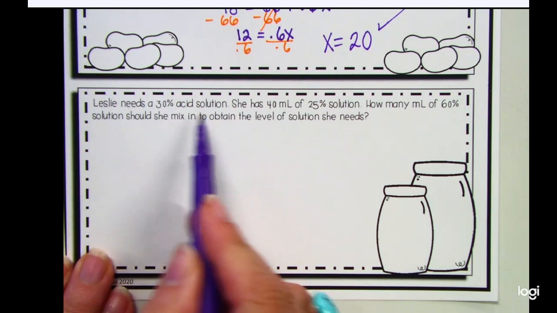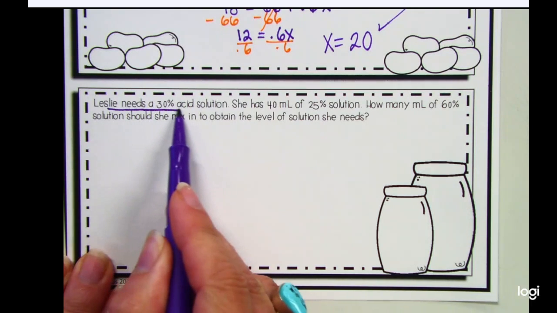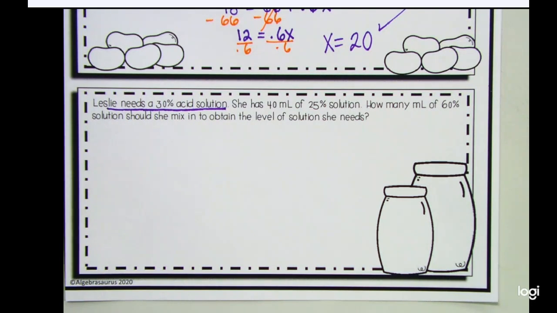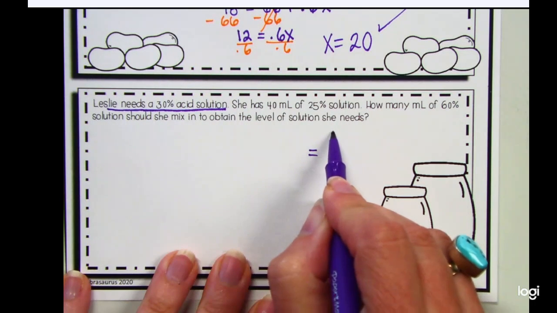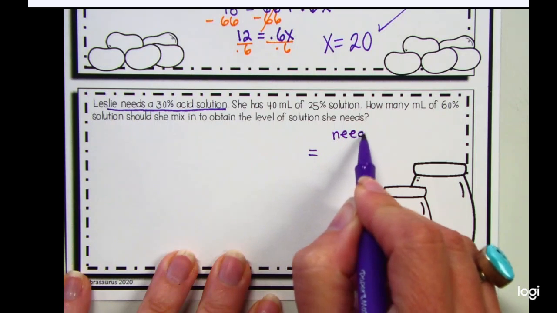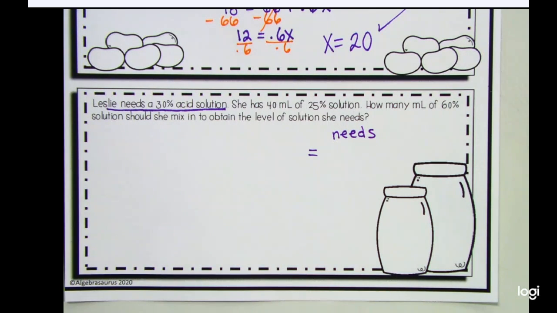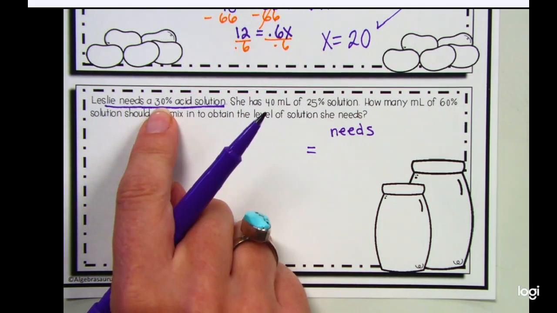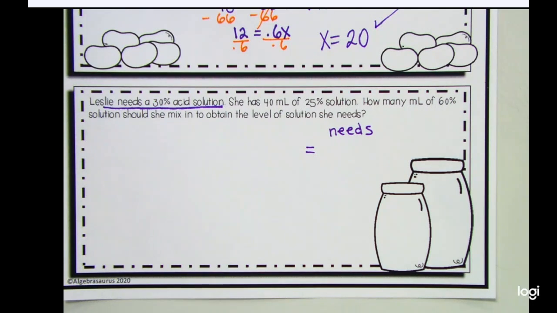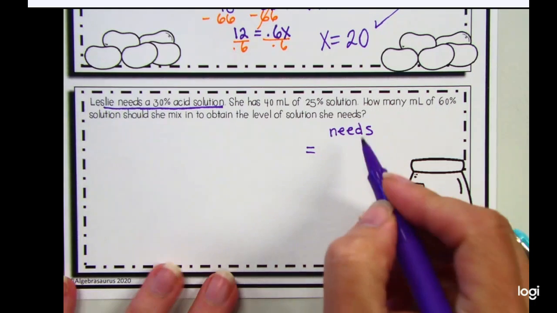So we've got acid, and this is what she needs. So that's what she needs to get in the end. So is it okay if I put what she needs down here? I want to have what it equals down there. And what percent does she need? 30%. Now you guys know we're not going to write the 30% symbol. What are we going to write instead? Yeah, we're going to do 0.3.